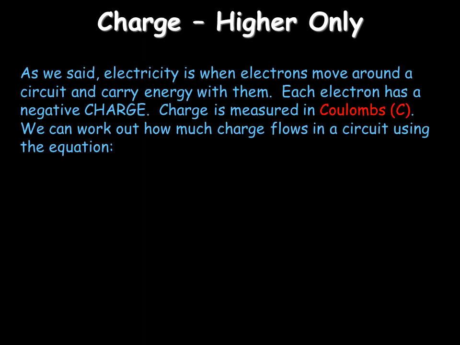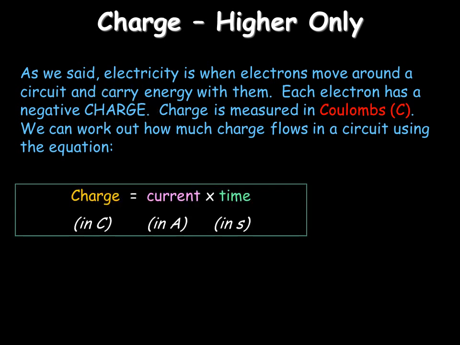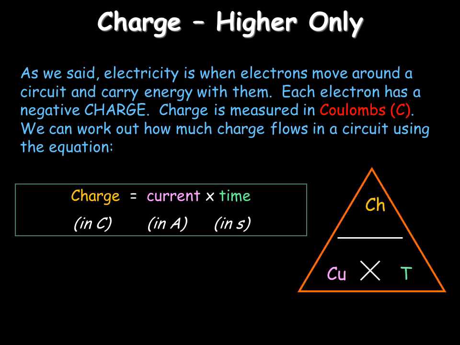And finally, for higher only, you may be asked to consider charge. Now, charge is measured in coulombs. Charge is a concept of how many electrons are actually flowing in a circuit. You can relate charge and current like this. Charge is current times time. You will be given the equation on the exam, and again it's a case of rearranging it to find out what you want. But remember, charge is measured in something called coulombs, again named after a scientist, so it's a capital C.